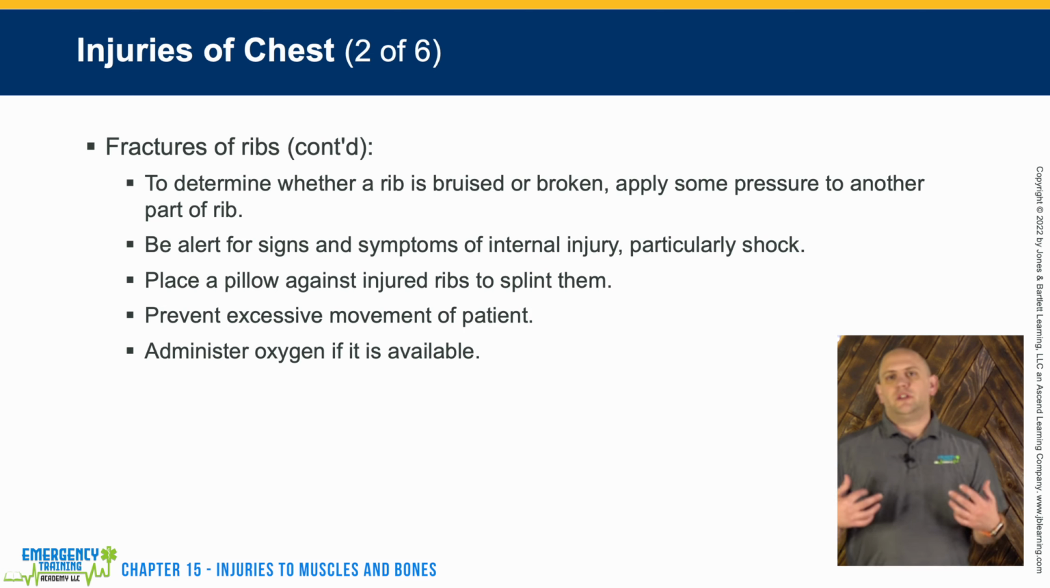Splinting of rib fractures is basically just putting a bulky dressing over it. We can use pillows, trying to prevent excess movement, and administering oxygen and treating their difficulty breathing.